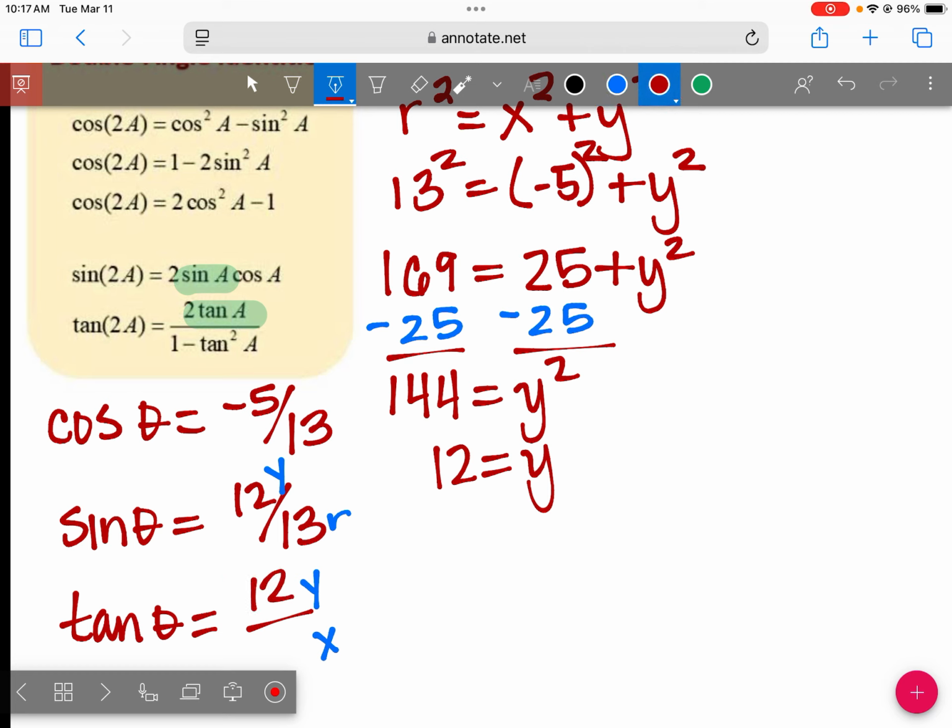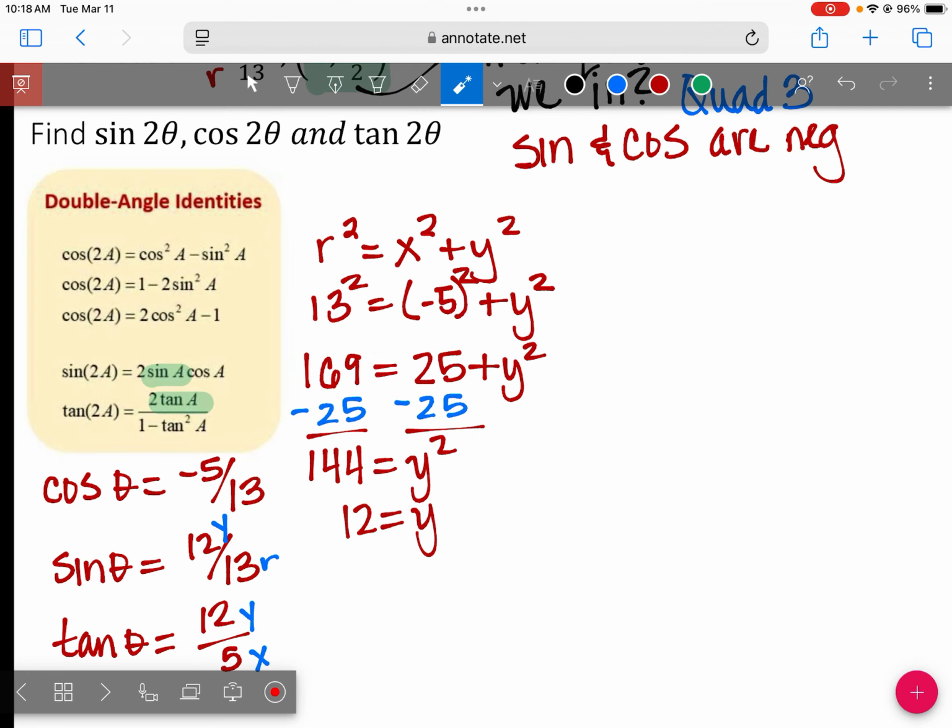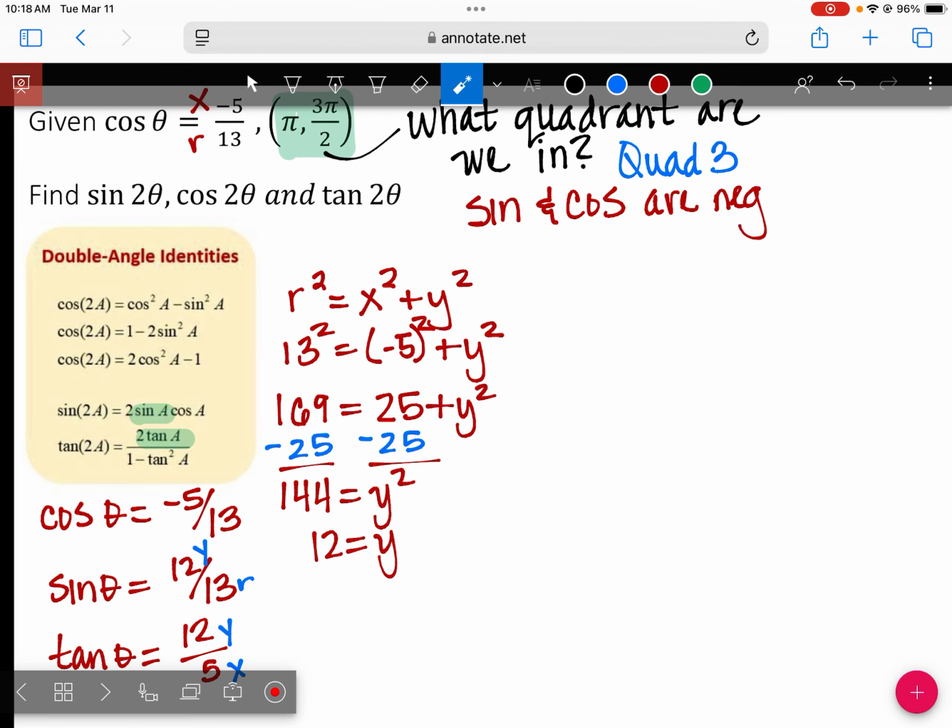So now let's look at what we know about what quadrant we're in. We're in quadrant 3. In quadrant 3, because remember, let me zoom out, the only 2 that are negative will be sine and cosine. So I have to make this 12/13 negative. And tangent will stay positive. Okay, so now that we've done that legwork, we're ready to go. The rest is simple.